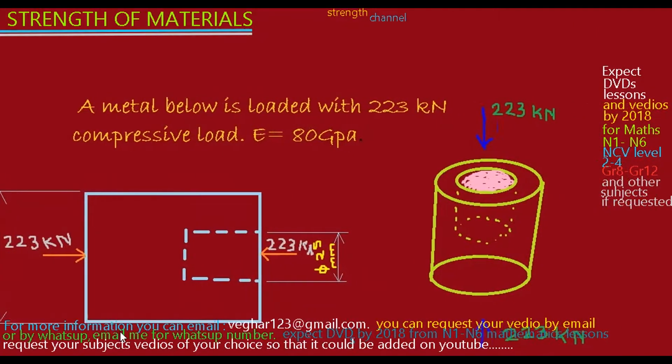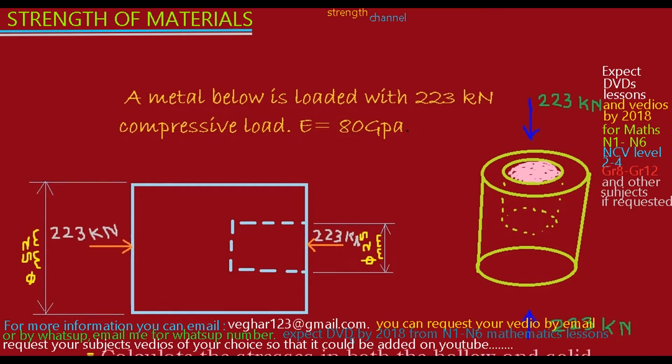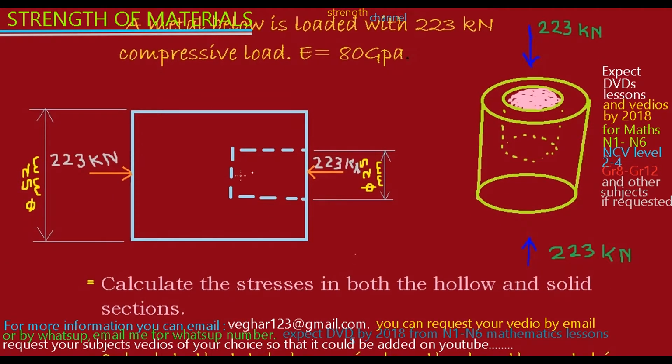Let's look at some exercises. A metal bar is loaded with 223 kilo Newton compressive load. Okay, so it's carrying load both sides, and the modulus is 80 gigapascals. So it experiences a force this direction and experiences a force this direction. So here there is this thing. This side is up. This one is the bottom part. So the area here is not the same.